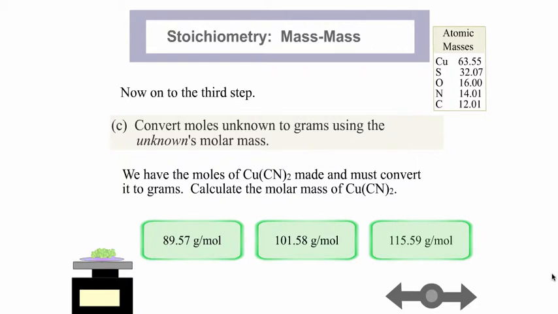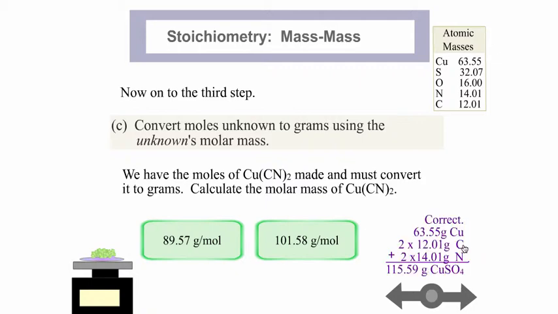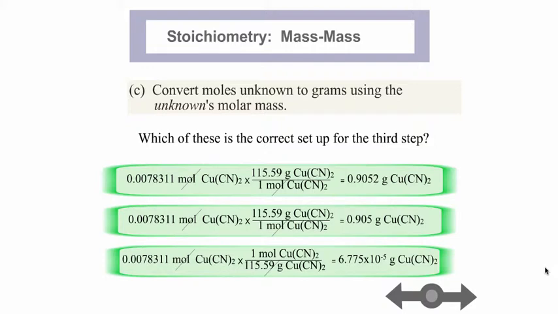All right, the next thing we need to do is we need to find the molar mass of copper cyanide. Using the periodic table, can you come up with that? So I get 115.59. So in each formula unit, we've got 1 copper, 2 carbons, and 2 nitrogens, giving us a total molar mass of 115.59. Now let's take a look at our ratio. We're finding the mass using the unknown's molar mass. So we know the molar mass is 115.59. Now remember, we started with 0.0078311 moles.